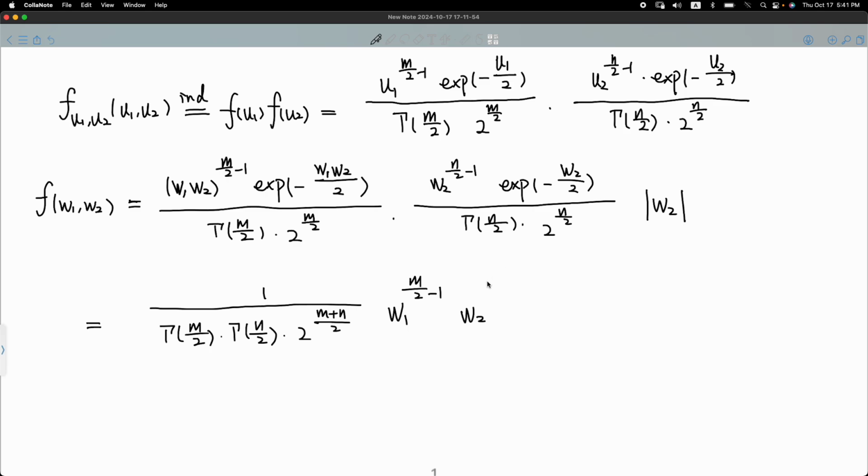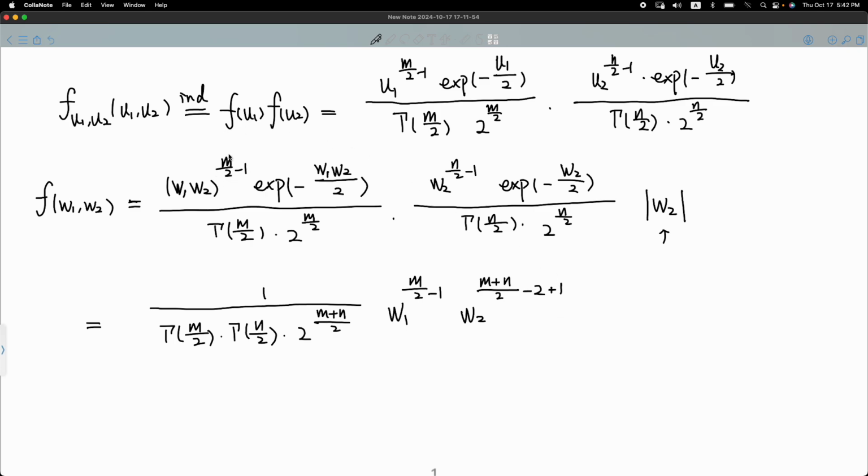Okay, so maybe let me group it in this way. So (m plus n) over 2. The first m over 2 is coming from the first density function, so from here. And the n over 2 is coming from here. And then they all need to minus a 2 because of this minus 1 here and the minus 1 here. But you have an additional copy from the Jacobian, so you need to plus a 1 here.